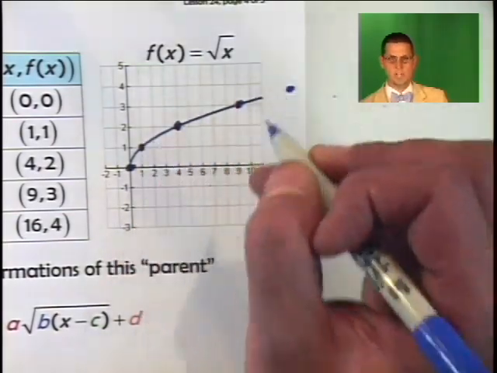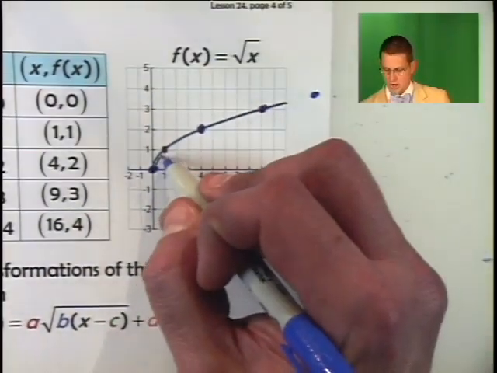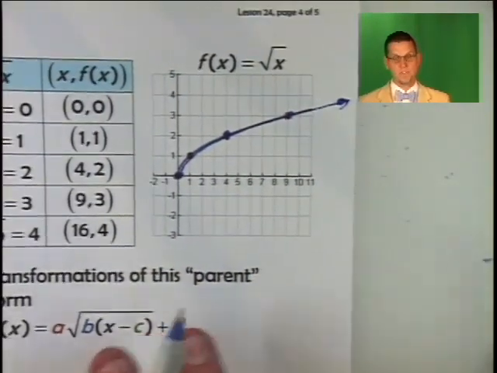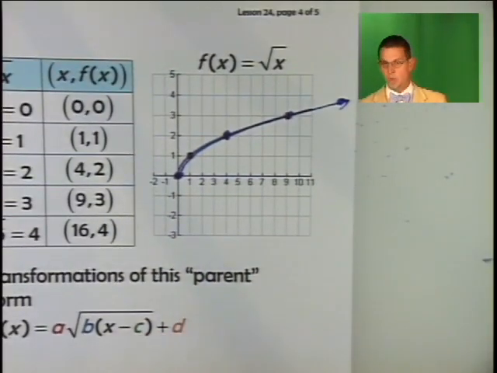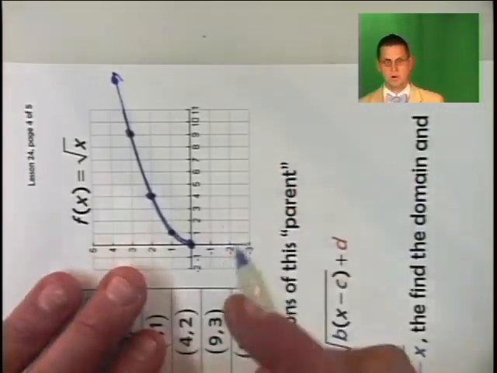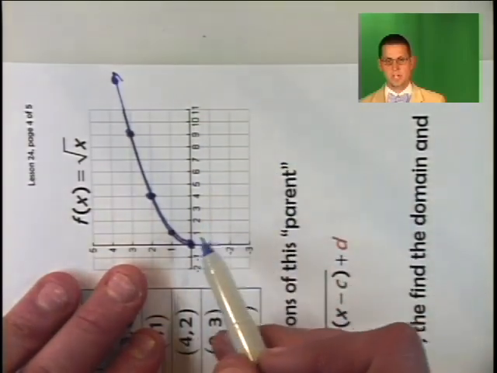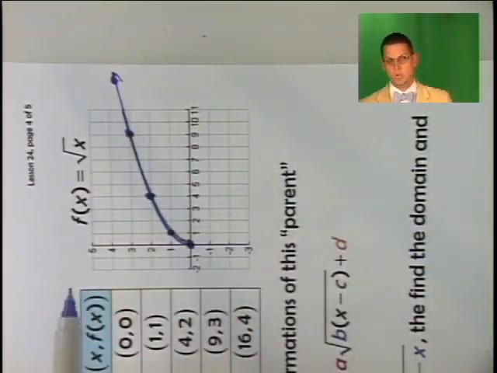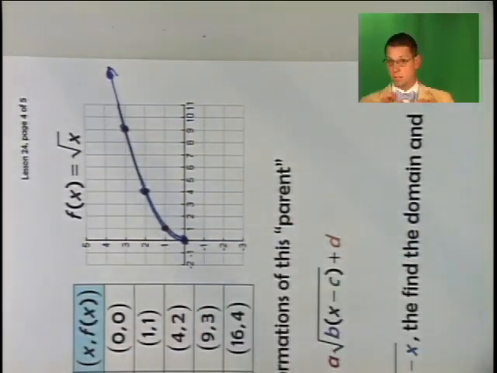Now that we have these points, notice it's not a straight line. I try to connect the dots with a nice smooth curve. And that's what the square root of x looks like. Notice that it almost looks like part of a parabola turned sideways, right? If I was to stretch this out here. And that's no coincidence, because the square root and x squared are inverse operations.